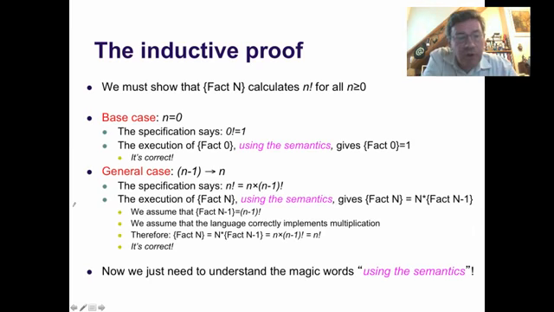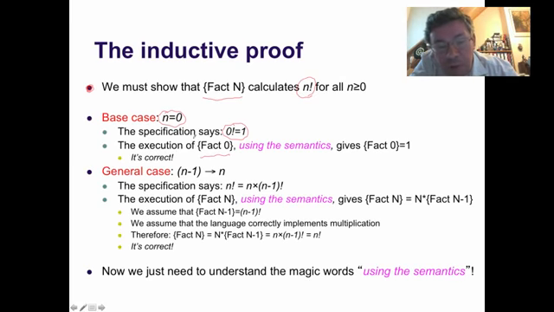So here's our proof. Here's what we have to prove. We must show that calling factorial n will calculate n factorial according to the specification. So our proof has two cases, a base case and a general case. The base case, n equals 0. The specification says 0 factorial is equal to 1. Now what does the program say? The execution of factorial 0, the program, using the semantics, gives factorial 0 equal 1. We'll see in a moment how we can show that. It's 1, so it's correct.